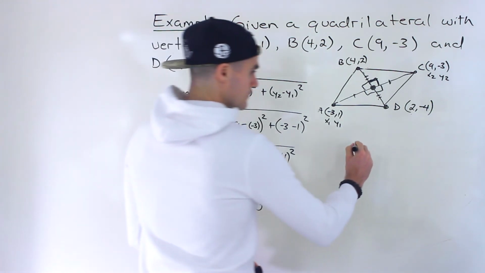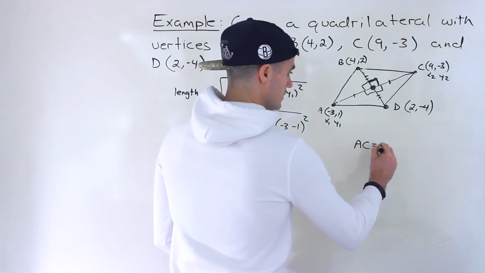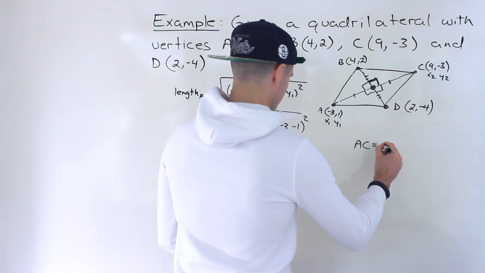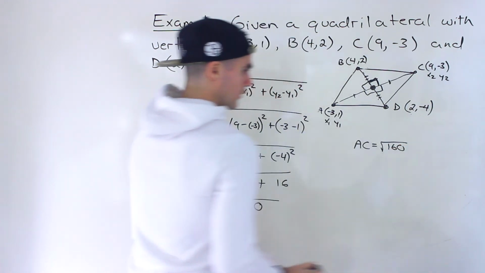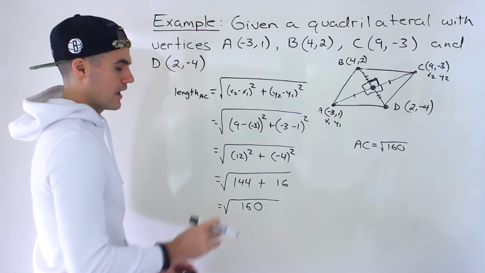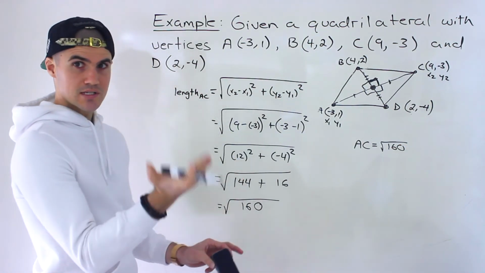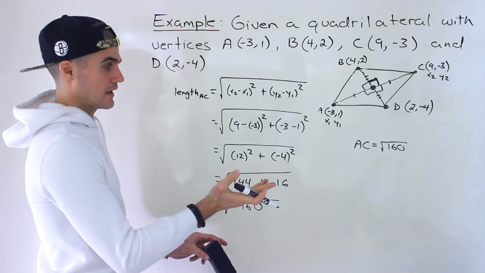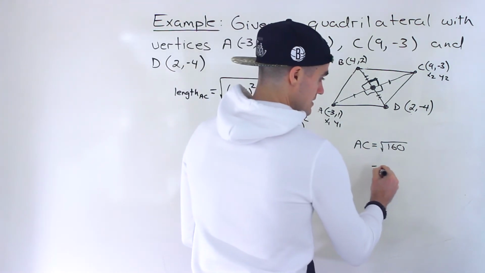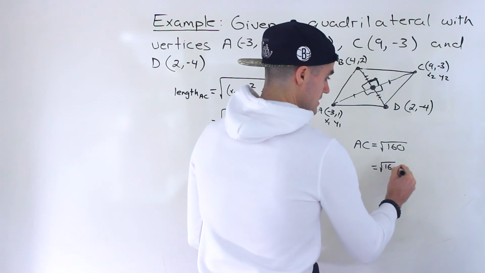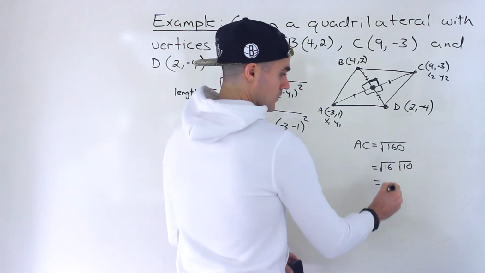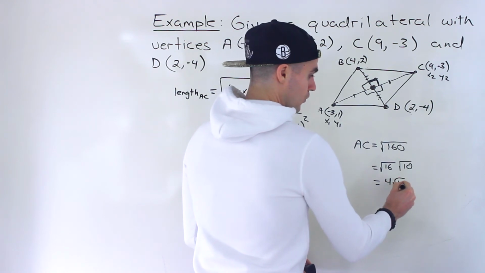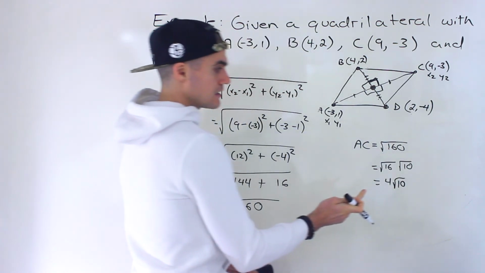Okay, so the length of AC is root 160, like that. And actually, just in case your teacher wants you to simplify exact values, you can break this down into root 16 times root 10, right? And then notice root 16 is 4. So 4 root 10 and root 160, those are the same thing.